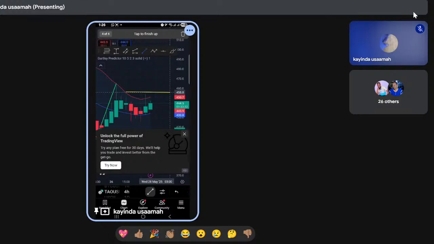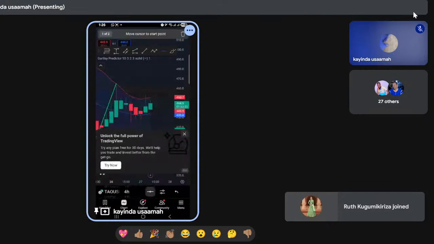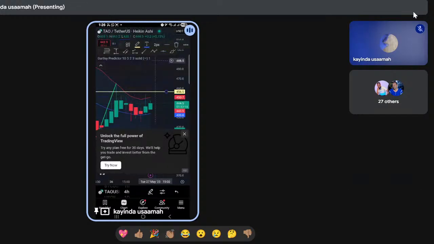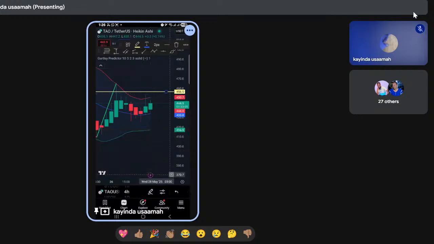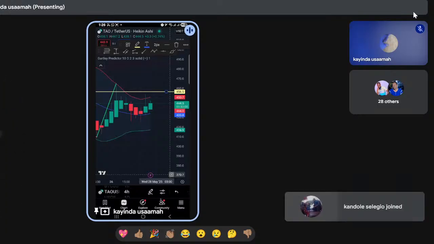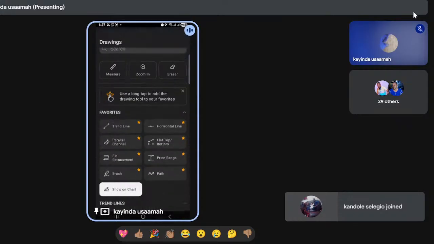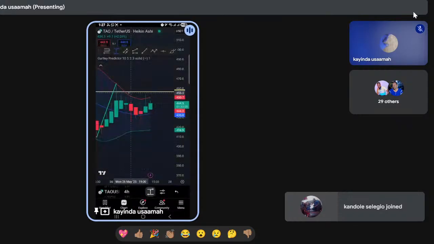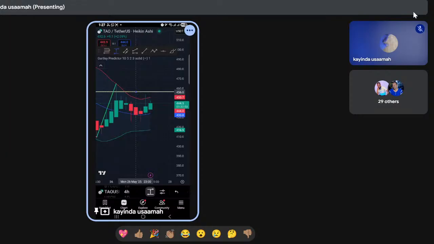Okay, that was the level. My robot bought on this level. My robot bought on that yellow line. Are you seeing the yellow line? My robot bought on the yellow line. Now, the robot was told in the settings that please buy when the market drops 0.5%.